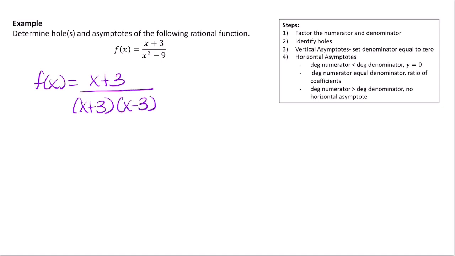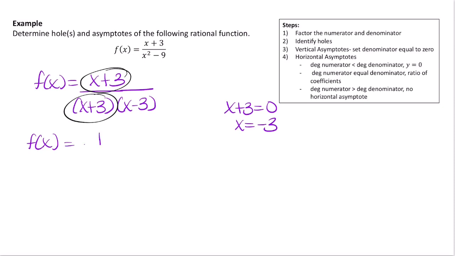So notice we have this common factor of x plus 3. So I can use that to help me figure out the location of the hole, because x plus 3, we set it equal to 0, which will give me x equals negative 3. Now let's figure out the reduced function. That's going to be f of x equals 1 over x minus 3.